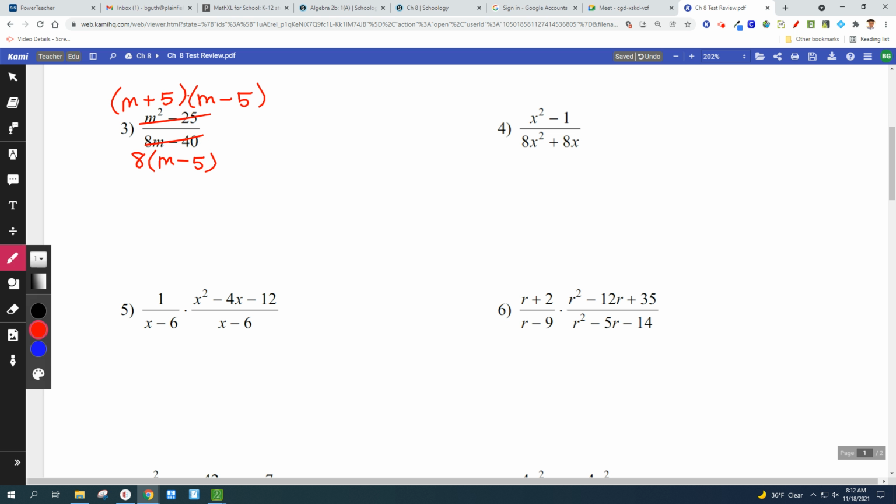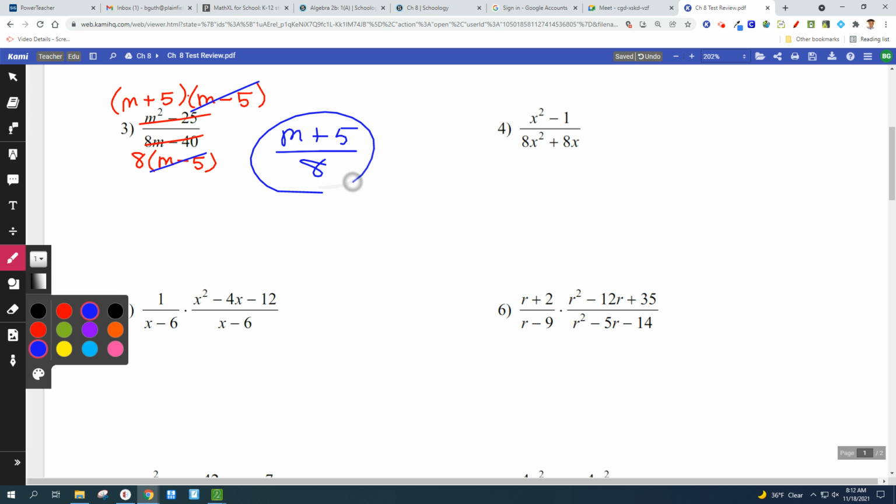Now that it's factored, it's pretty easy to see how this is going to cancel. Cancel the M minus 5. We're left with M plus 5 over 8.